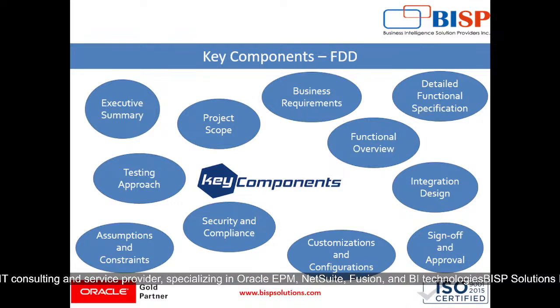After that, the testing approach. It outlines the strategy for validating the functional design. It consists of test case scenarios and use cases, user acceptance testing criteria, which is UAT, and test environment requirements.